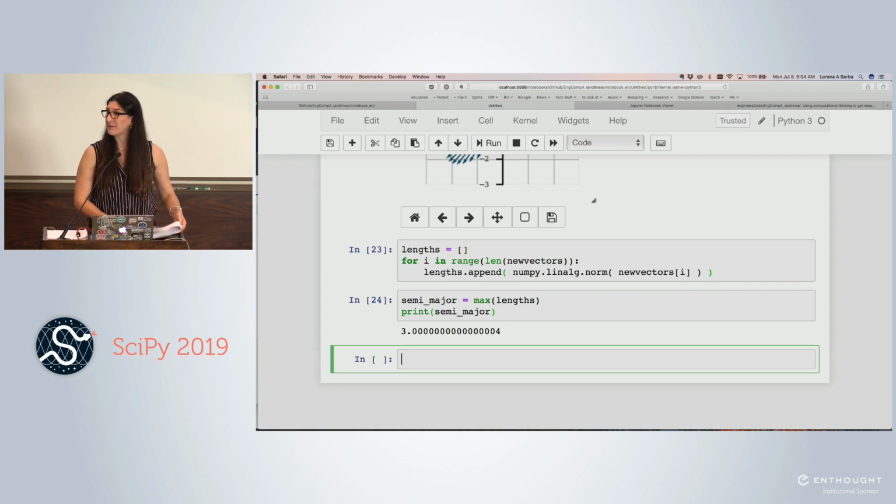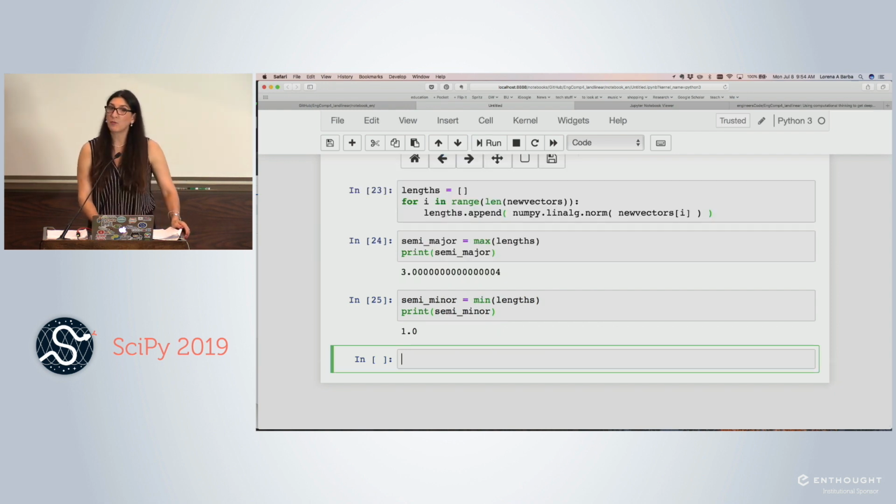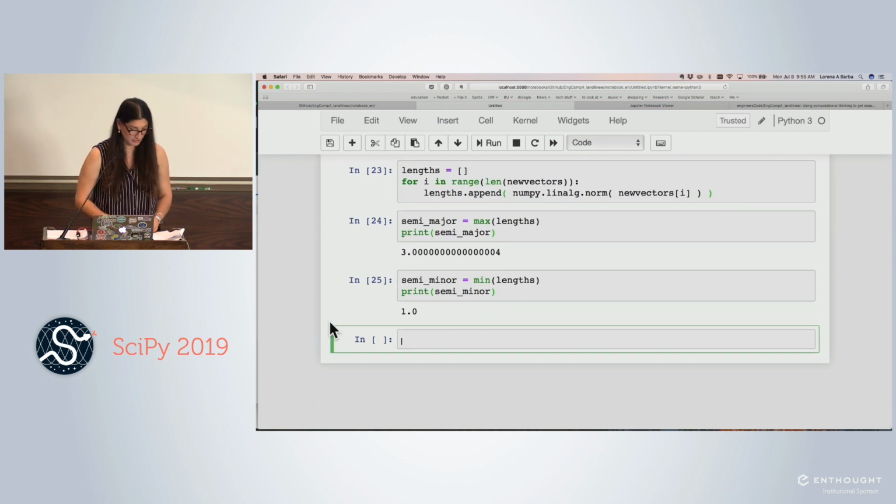We could do the same for the semi-minor as the minimum. Semi-minor is equal to the minimum value of the lengths. And let's print semi-minor. And out comes a 1. So the semi-minor axis here seems like it stayed at 1, and one of the directions got stretched into a length of 3. All right.